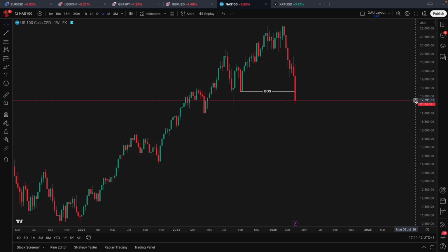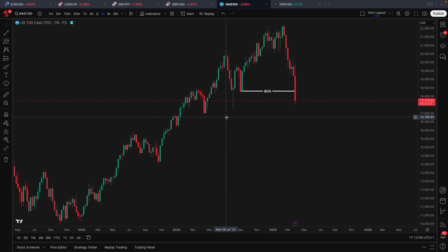Now, as we go to more present time, looking more fractally at the structure that's being presented to us as of recent, you can see that we've had a break in the last protected low. Now, what does that mean for us? Well, that tells me that at the moment, there is more supply in the market than there is demand. And it also tells me that due to this, we may see a further correction to the downside.